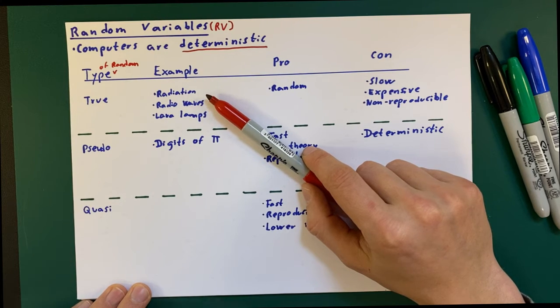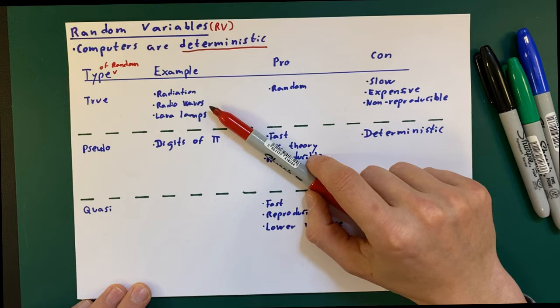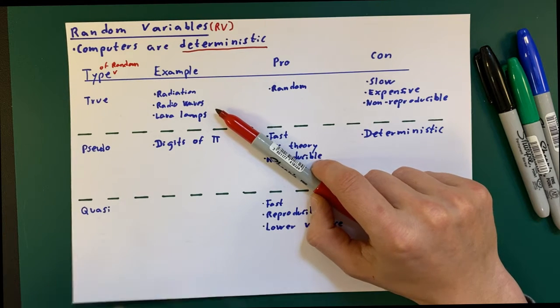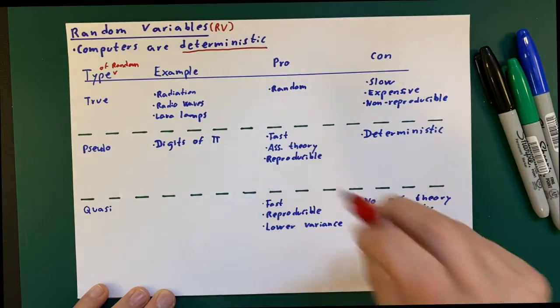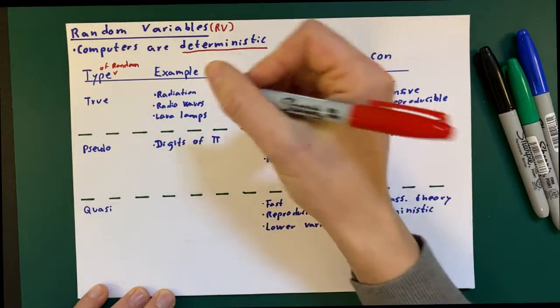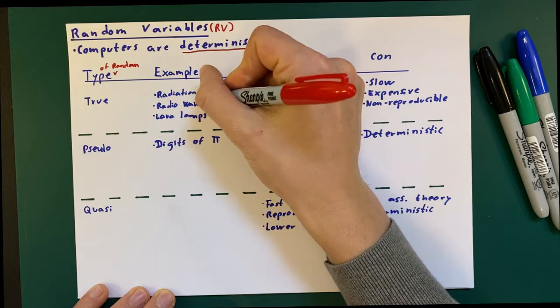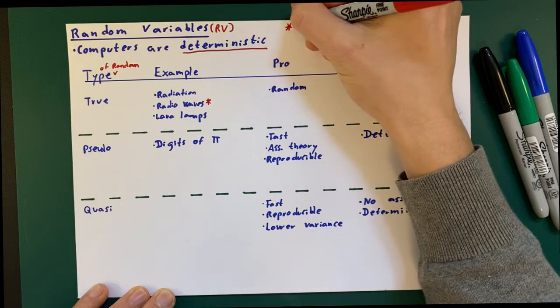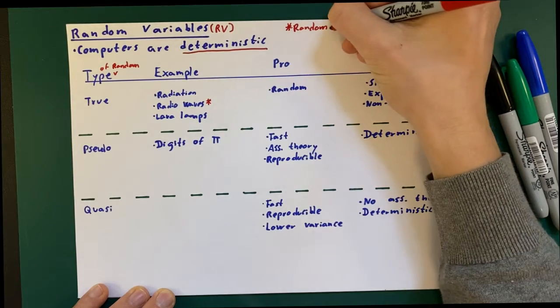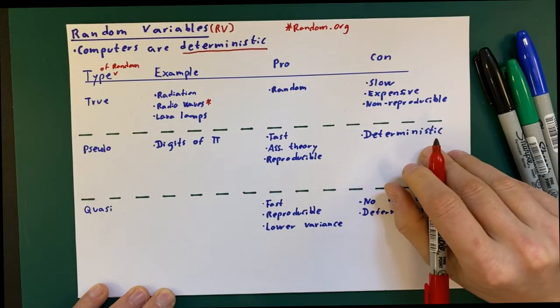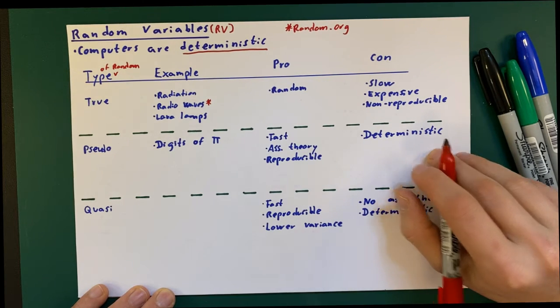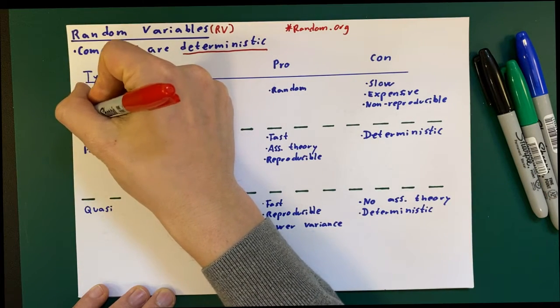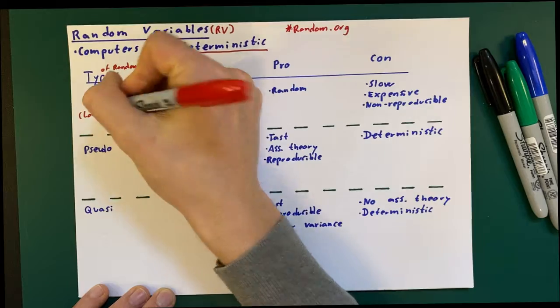It's something like radiation Geiger counters or atmospheric noise creating radio waves, or I've even seen examples online of people pointing digital cameras at lava lamps and looking at the sort of output they get. If you want an example, you can take the radio waves one. If you go to random.org, they'll actually supply you with some truly random numbers, and if you're a big organization, you can buy them. So this might be used for something like a lottery or gambling, right?